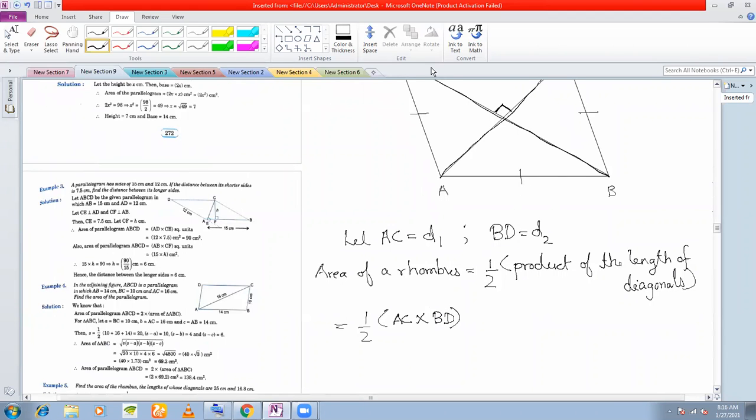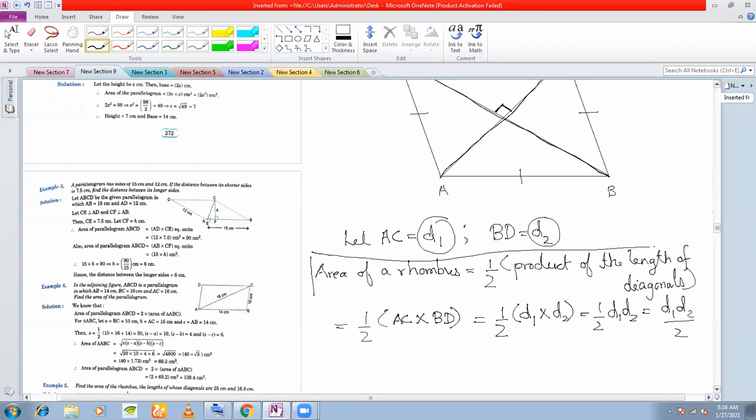Which is half of that. AC I have taken as D1 and BD I have taken as D2. So I can write half of D1 into D2, which you can also write as half D1 D2, or D1 D2 by 2. The best way to remember the formula of a rhombus is in this manner: half into the product of the length of the diagonals.